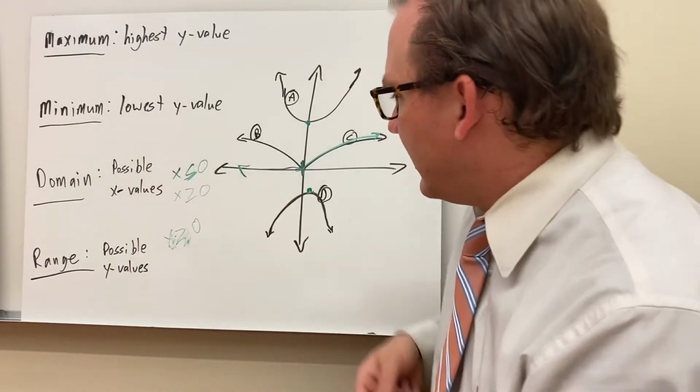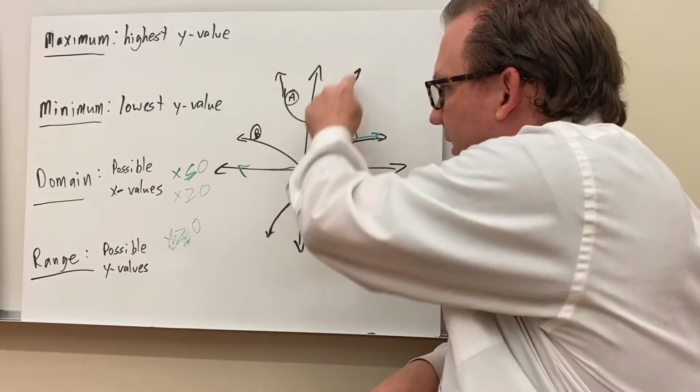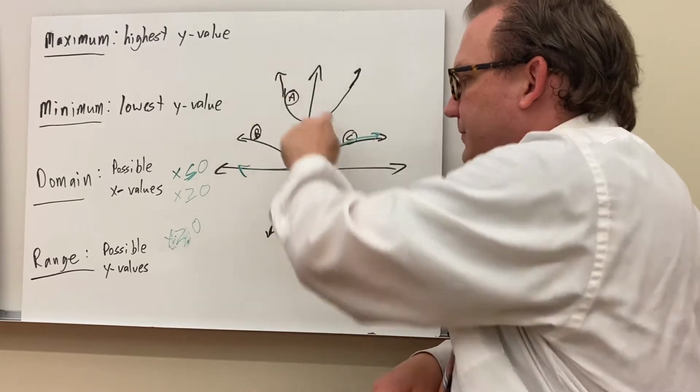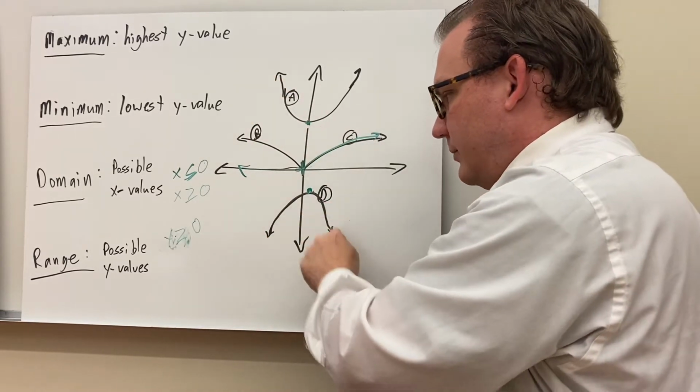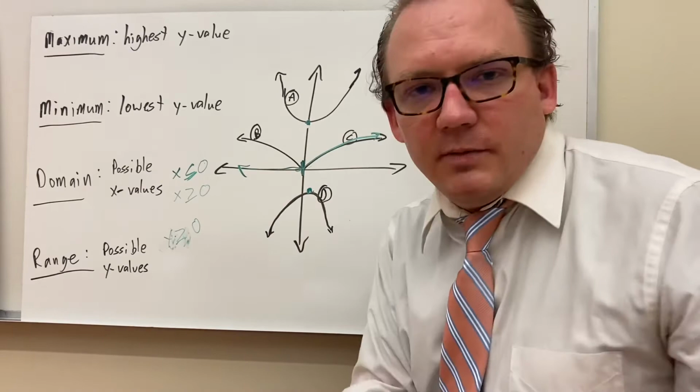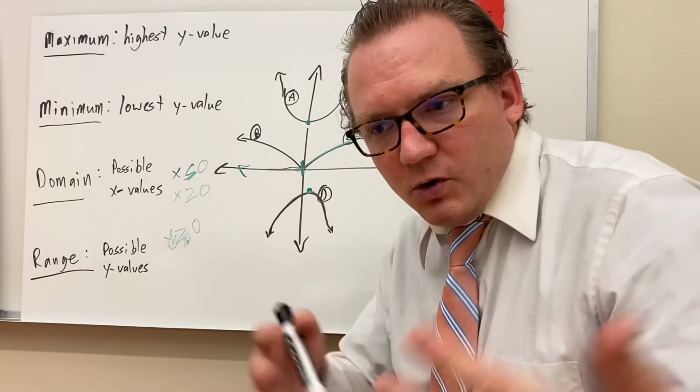Minimum is the lowest y value. Again, A has a minimum. It has a lowest y value. D down here does not have a minimum. So graphs can have a minimum, they can have a maximum, they can have one, both, or none.